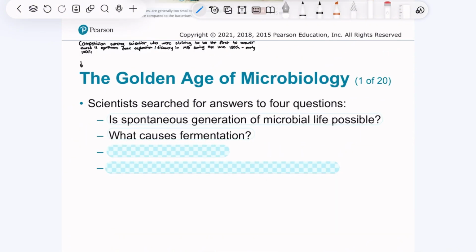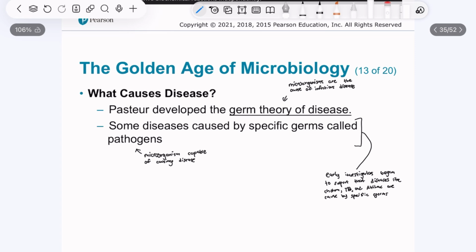And then we move on to the third question. What causes disease? So Pasteur developed the germ theory of disease. The germ theory states that microorganisms are the cause of infectious disease.